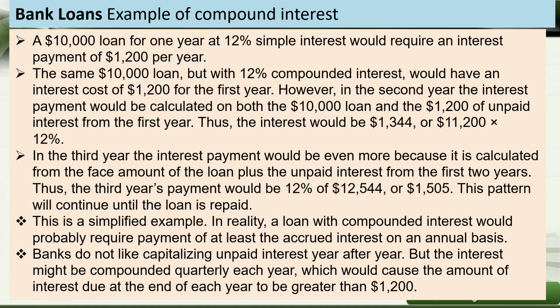So the same $10,000 loan but with 12% compounded interest would have an interest cost of $1,200 for the first year.